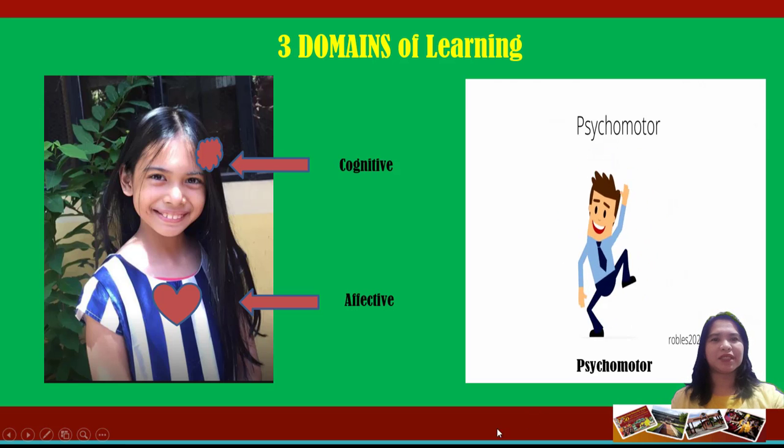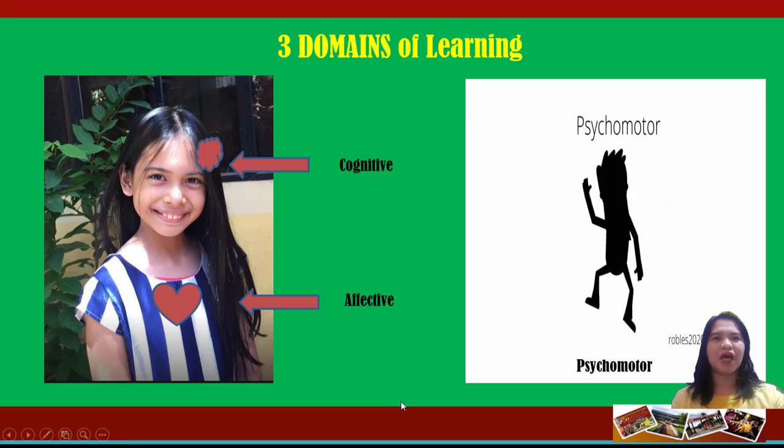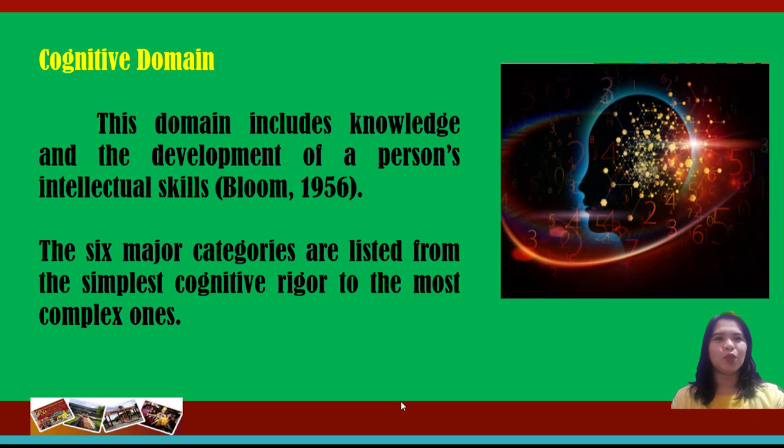For this presentation, we will focus on cognitive domain, which involves knowledge and development of intellectual skills according to Bloom, 1956. Developing higher order thinking skills or HOTS are vital to our students. So how do we integrate HOTS in our everyday lesson?